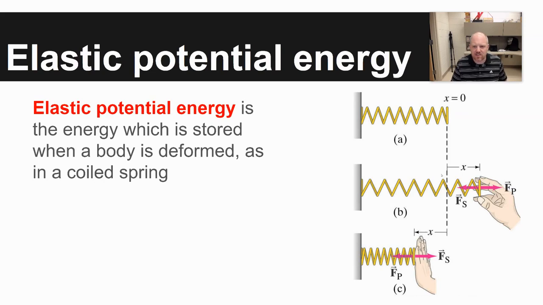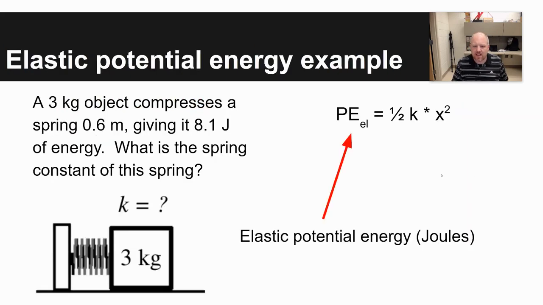Elastic potential energy is, again, a stored energy, a potential energy, but instead of being based upon your position, it's based upon some storage in a spring. So elastic potential energy is the energy which is stored when a body is deformed, such as a coiled spring, or a bungee cord could work as well. Elastic potential energy is based upon two different factors, K and X, that we'll talk about in just a moment. In the example problem here, it says a 3-kilogram object compresses a spring 0.6 meters, giving it 8.1 joules of energy. What is the spring constant of this spring?